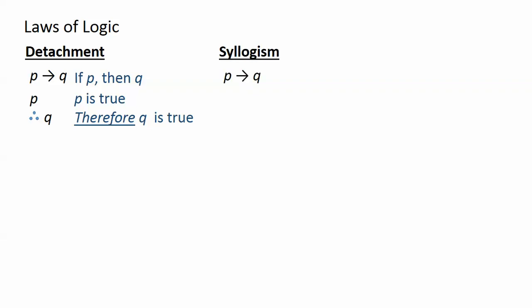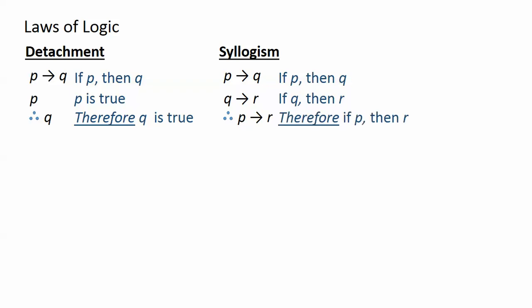Syllogism. P arrow Q. If P, then Q. Syllogism. Think of a domino effect. So if P, then Q must happen. If Q happens, then R must happen. If Q, then R. Therefore, if P happens, then R must happen. Therefore, if P, then R. Also syllogism. If P, then Q. If Q, then R. P is true, therefore R is true.